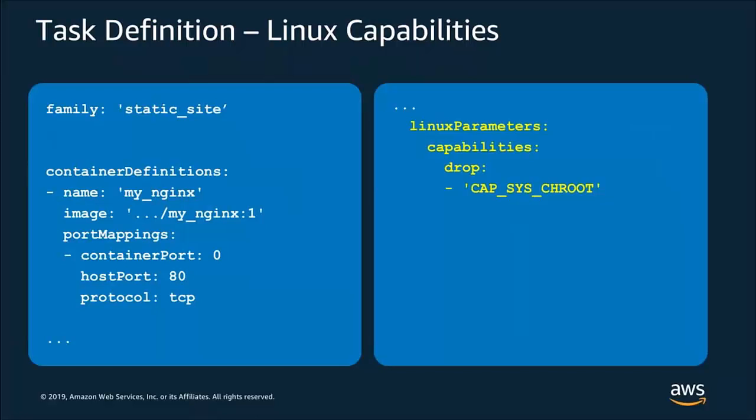In order to specify the capabilities that we're going to remove, you simply add them into your task definitions, inside the container definition. You'll specify which capabilities you want to drop using this format.